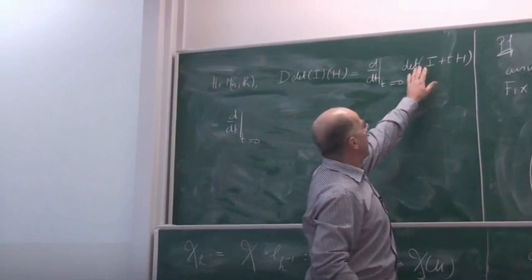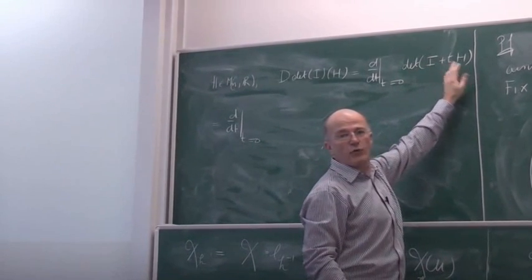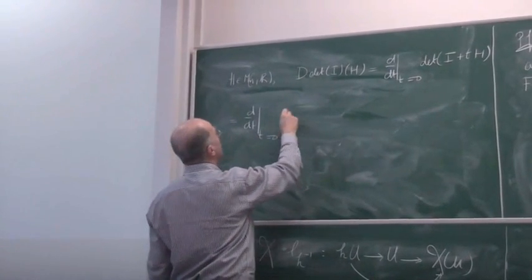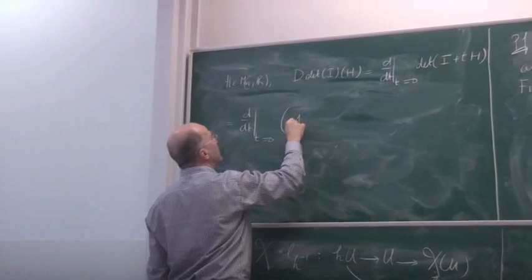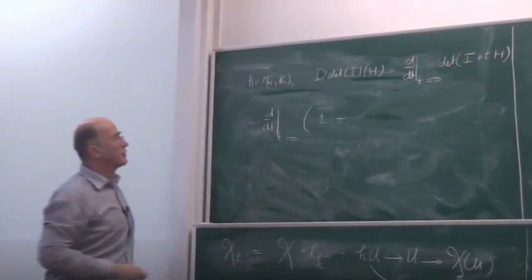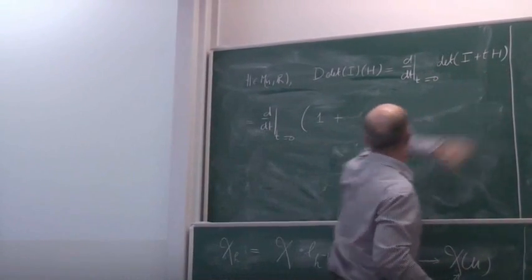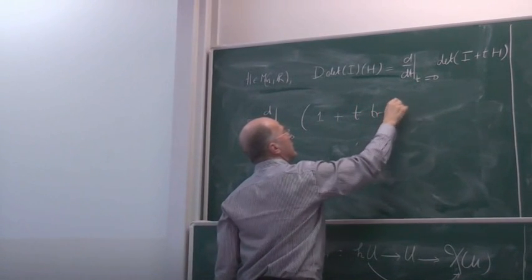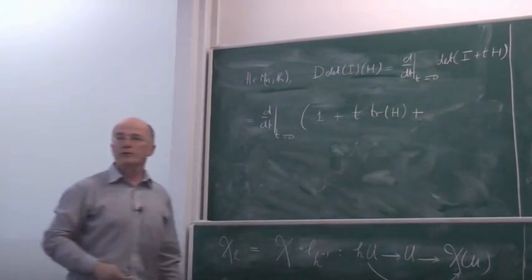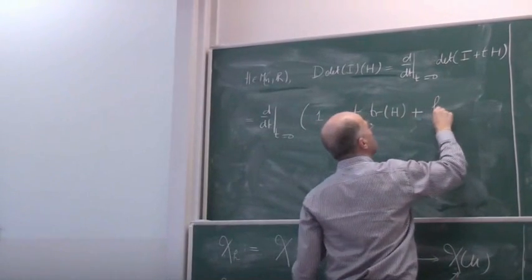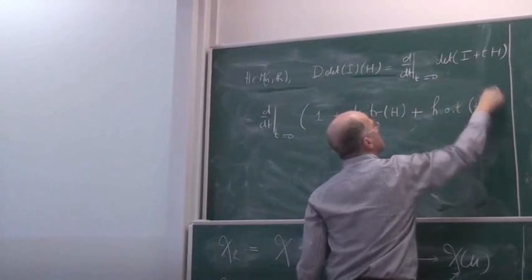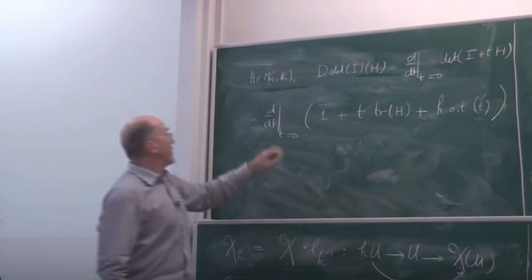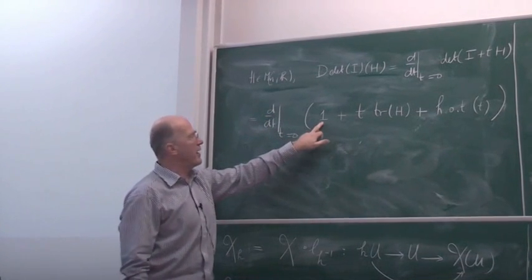What I can do is write this as a polynomial and then organize on powers of t. First of all, I will get 1, the constant term of the polynomial. This is going to be a polynomial in t. The second term is t times the trace of H. And then we have higher order terms in t. Polynomial terms.